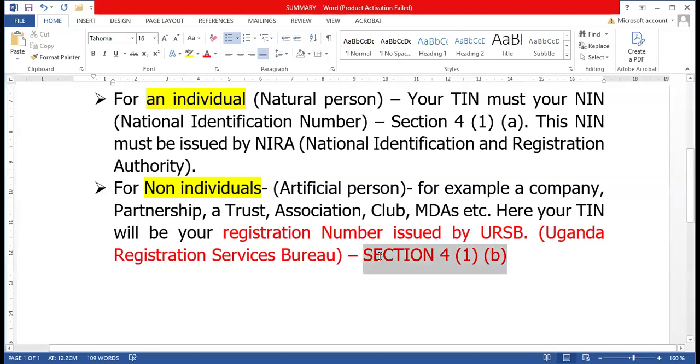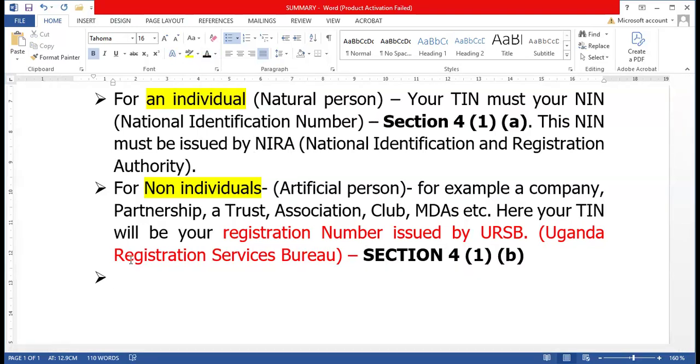Okay, this is where you're going to find the law that talks about registration number. Now, another category is related to non-citizens of Uganda.